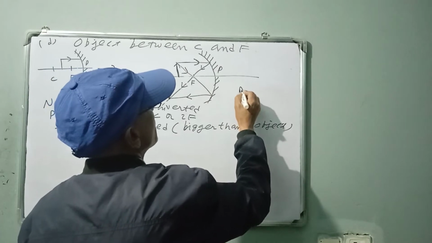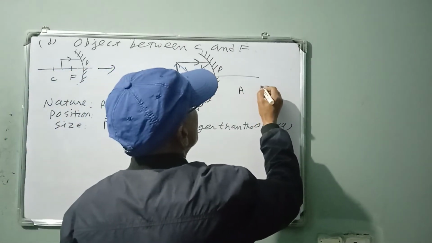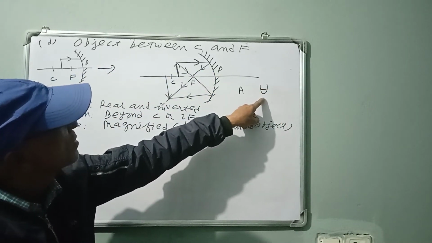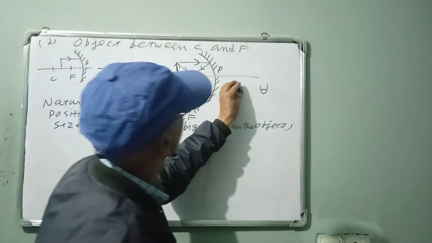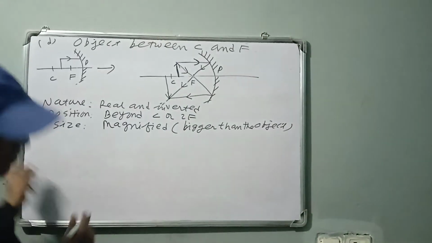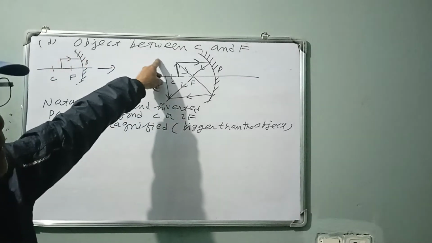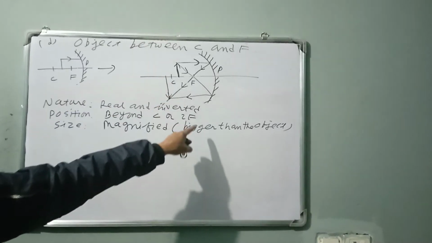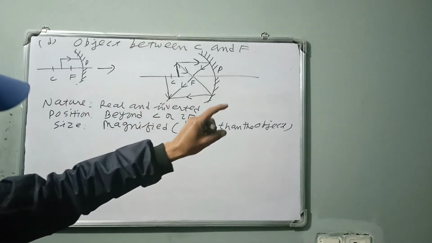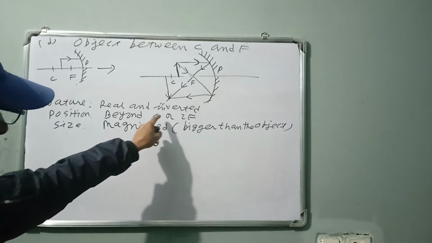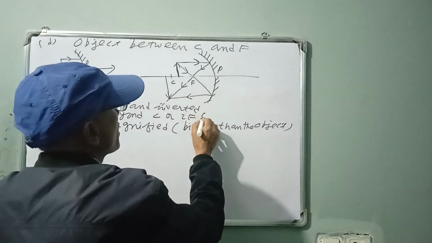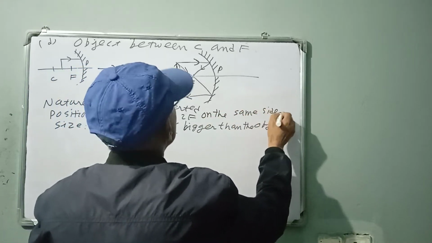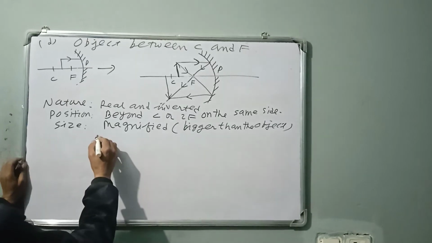So if it is an object, the image is such an image. Object, image, just inverted image. If an object is placed between C and F, a real, inverted and magnified image is formed beyond C or twice F on the same side.